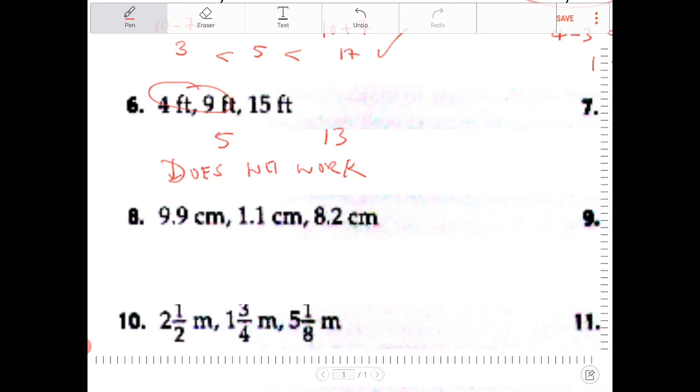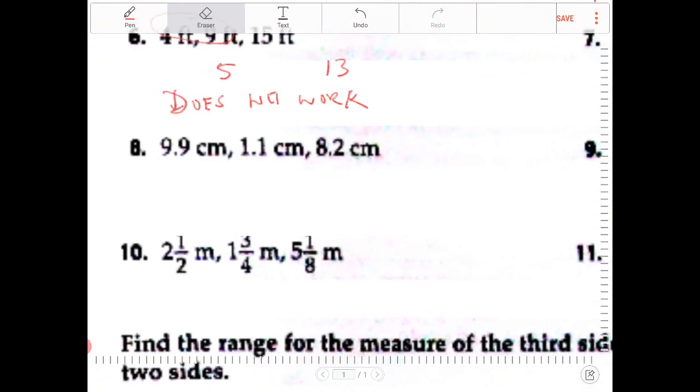Let's say if I chose 9 and 15. If I chose 9 and 15, I end up with 24. Subtract 9 and 15, I get 6. 4, in fact, is not in between 6 and 24. So again, it does not work.